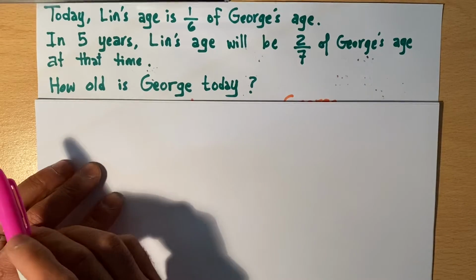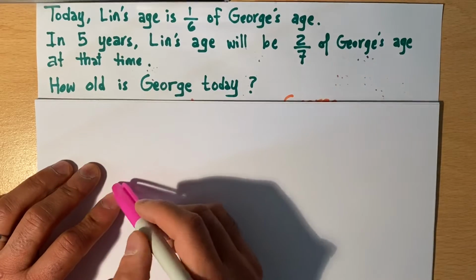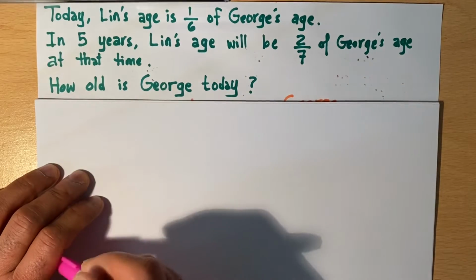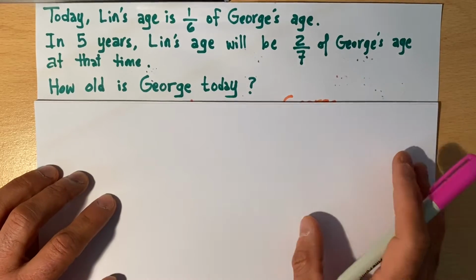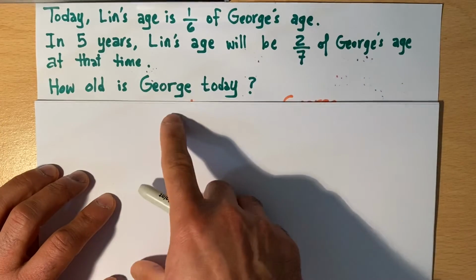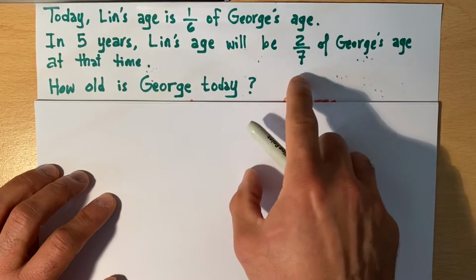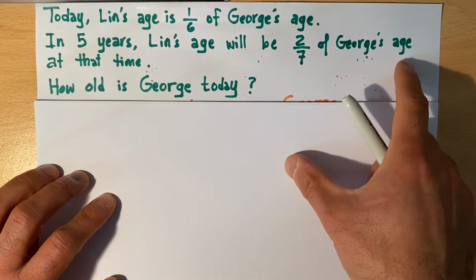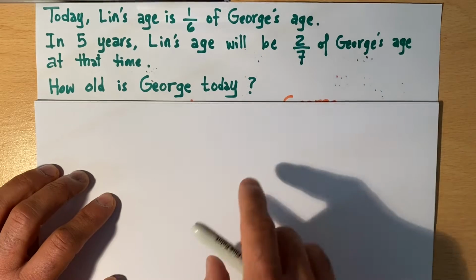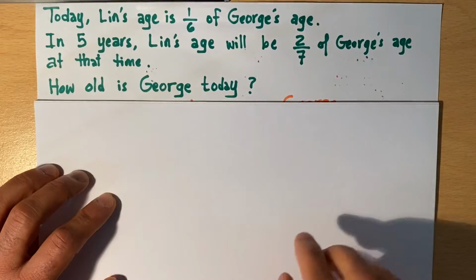So let's read the problem one more time. If you want to see the detailed solution, it's in the previous video. I'll put a link in the description. Here is the question. Today, Lynn's age is 1/6 of George's age. In 5 years, Lynn's age will be 2/7 of George's age at that time. So 5 years from now, Lynn's age will be only 2/7 of George's age. How old is George today?